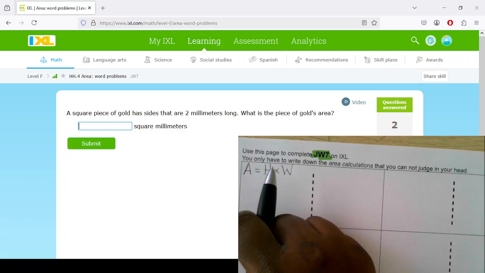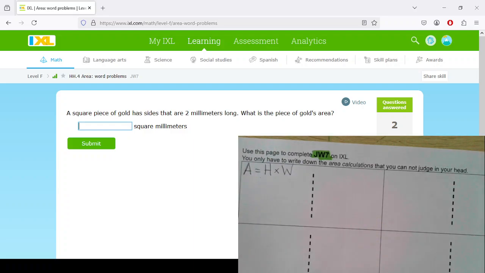A square piece of gold has sides that are 2 millimeters long. What is the piece of gold's area? So area means that I'm multiplying. They told me that the sides are 2 millimeters long, and this is a square, so the height and the width are the same. 2 millimeters times 2 millimeters equals 4 square millimeters. I can do that in my head. I do not have to write it down.